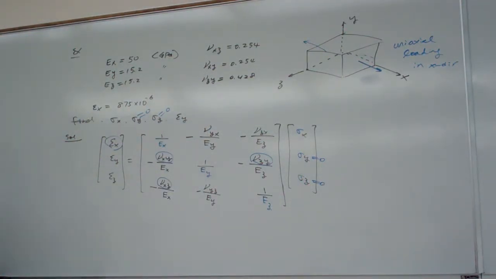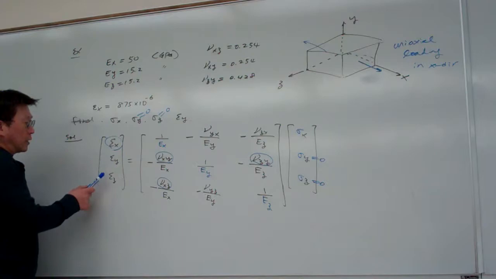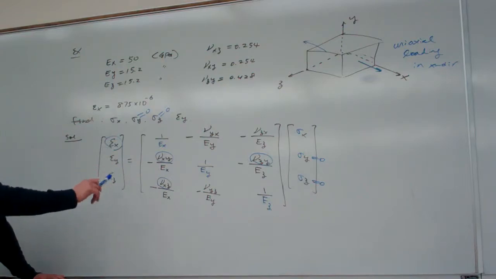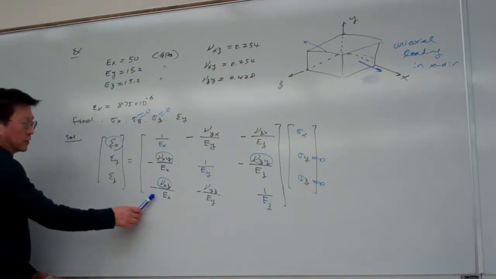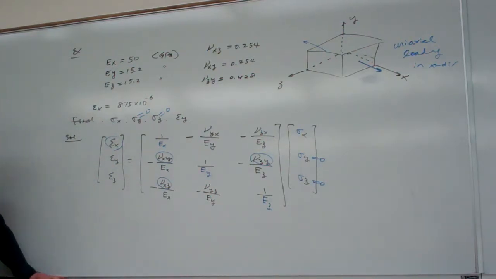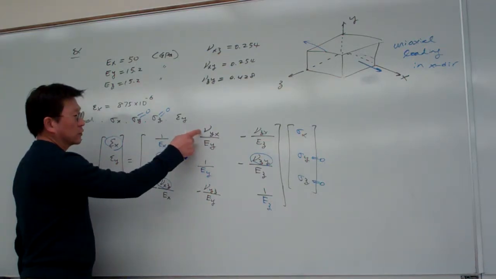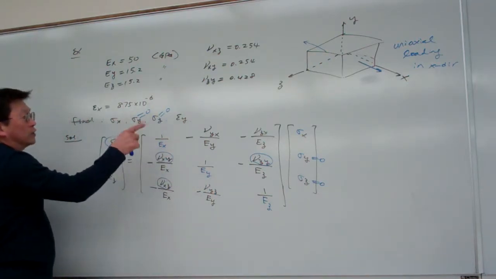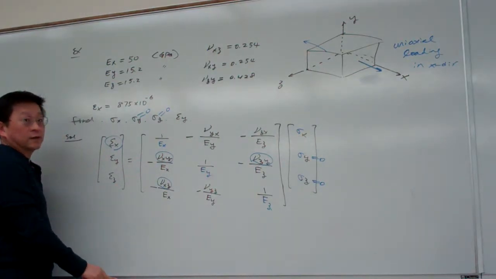From here you can clearly see that we have two strain components and one stress component to determine from these three equations. So three linear equations, three unknowns. Assuming we know this matrix, we can solve for this. We know the Young's modulus, but we don't know these Poisson's ratios. Mu yx is not necessarily equal to mu xy.